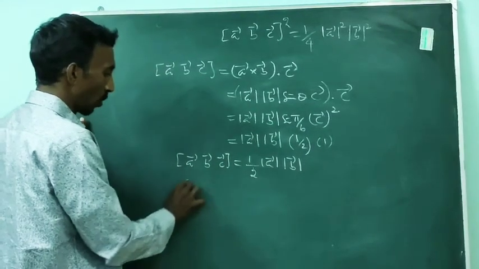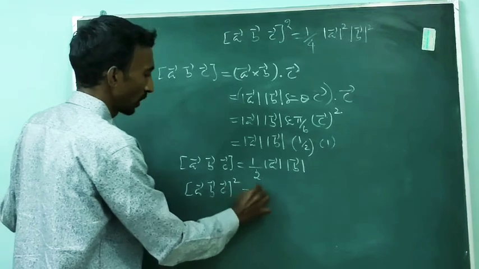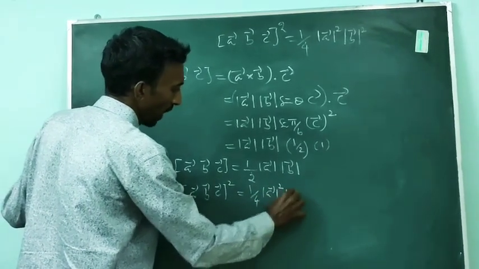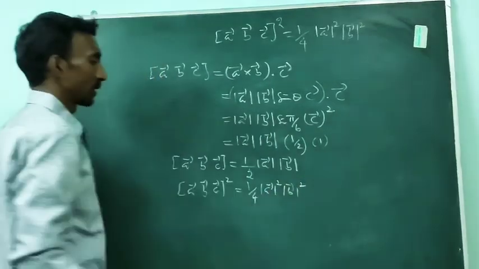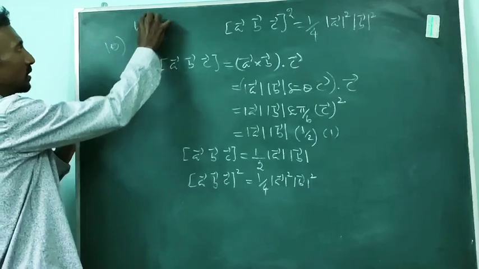So squaring on both sides, the square of the box product ABC equals 1 by 4 times magnitude of a vector square into magnitude of b vector square. It is question number 10 in exercise 6.2.